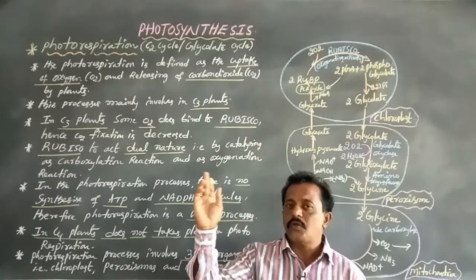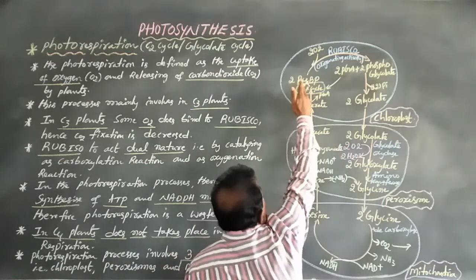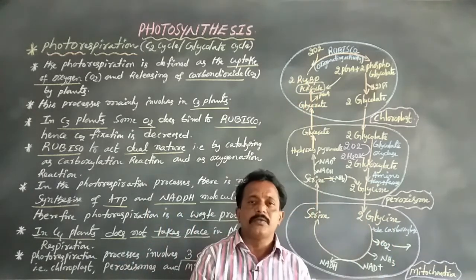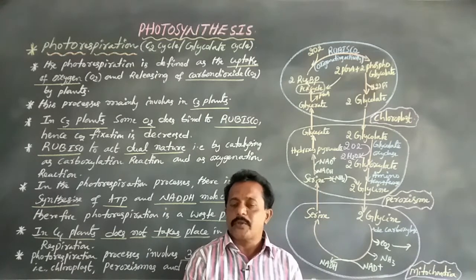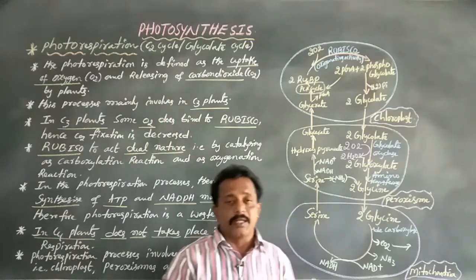But in the photorespiration process, there is uptake of oxygen and release of CO2. So photorespiration is also known as the C2 cycle.